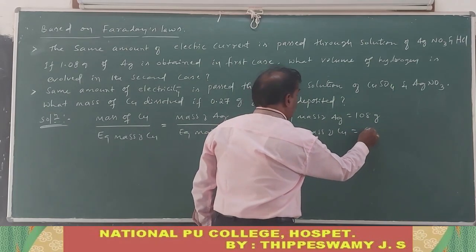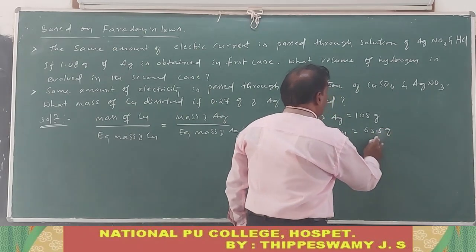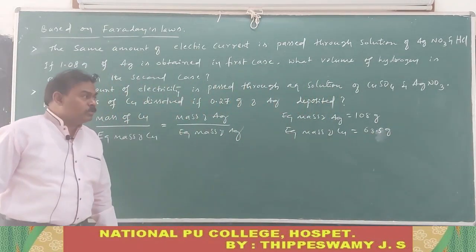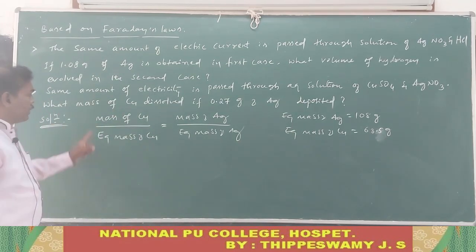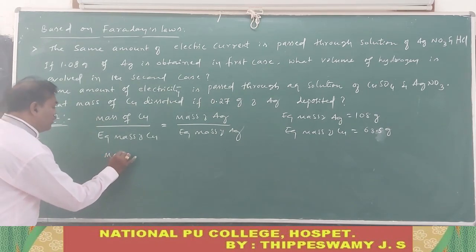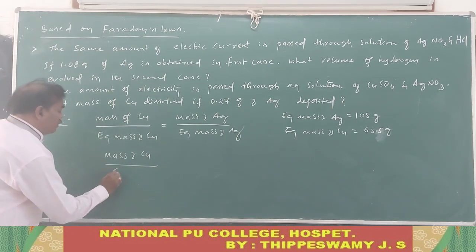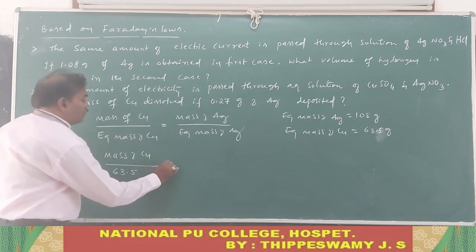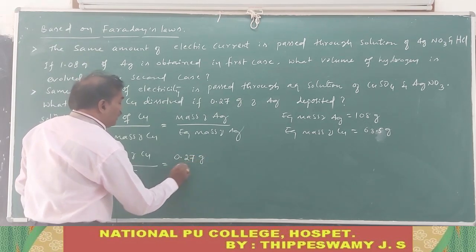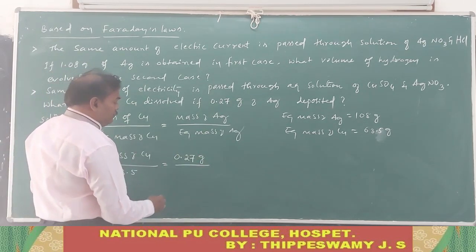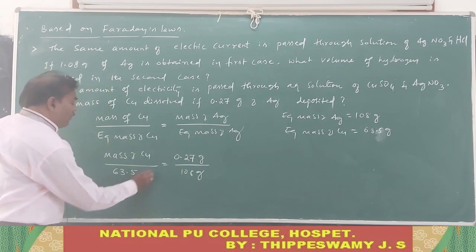Equivalent mass of copper is equal to 63 grams, or 63.5 grams. Then how to simplify this one? Substitute the values. We have to calculate the mass of copper. Mass of copper divided by equivalent mass of copper, which is 63.5, is equal to the mass of silver deposited, 0.27 gram, divided by the equivalent mass of silver, which is 108 gram. Here 63.5 grams.